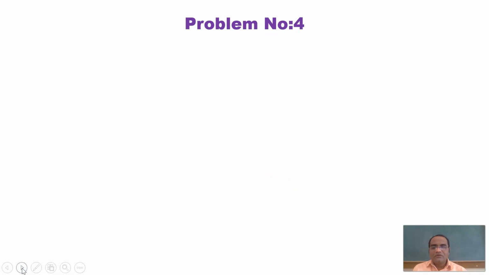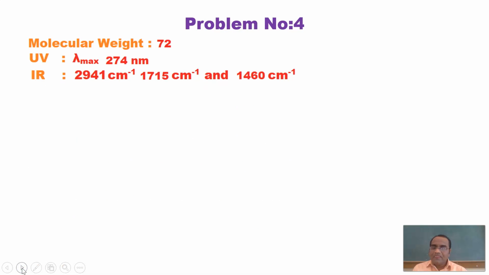Problem number 4. Molecular weight 72. Now here it is a UV active compound. The lambda max is 274 nanometer. So from this UV we come to understand only whether it is having conjugation or not.